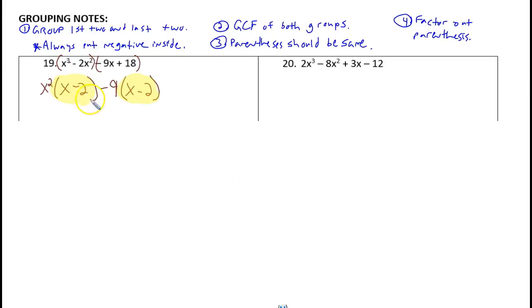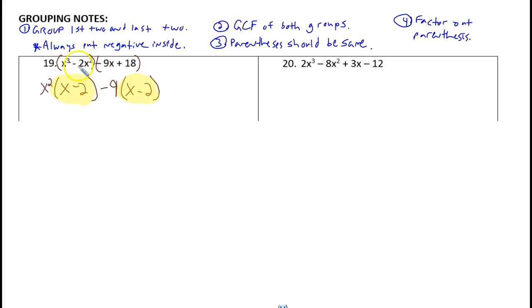If it's not the same, either you've made a mistake or it's just not going to work. And it's possible that you get four terms and you try to use this grouping method to factor them, and it just doesn't work. So that's a possibility. Okay. Now, if the parentheses are the same, we're actually going to factor out the parentheses.